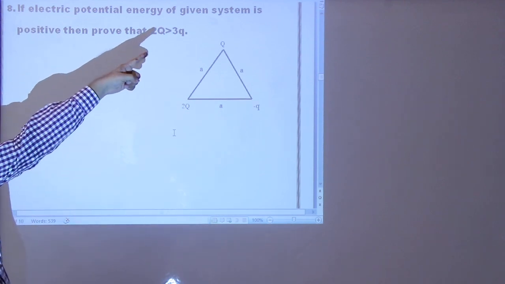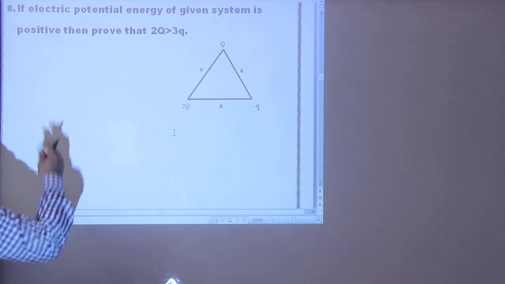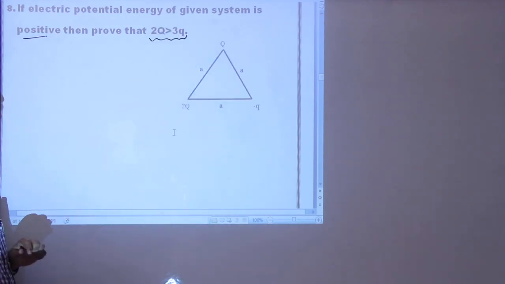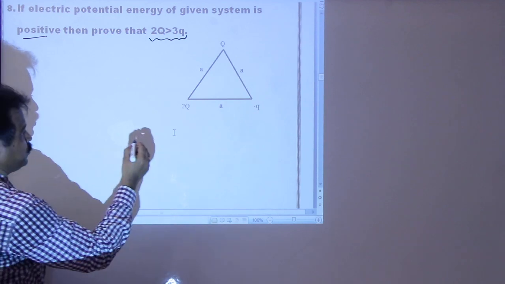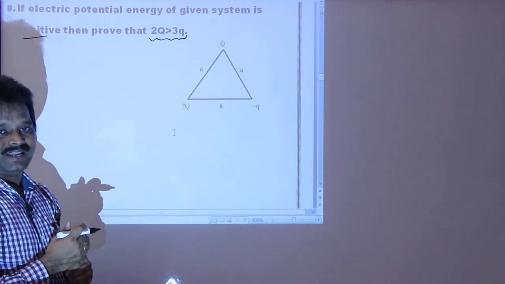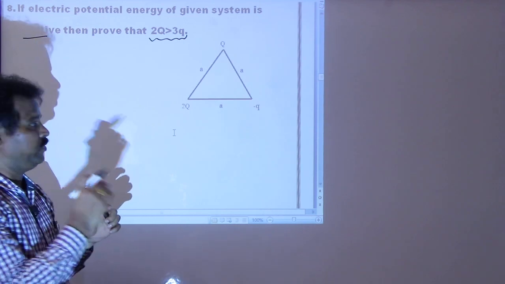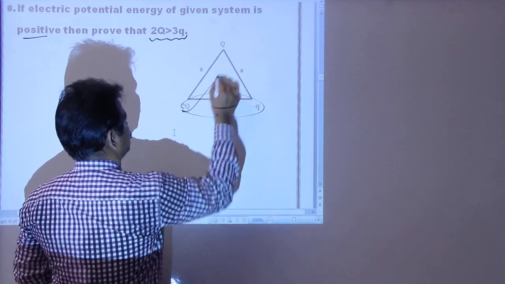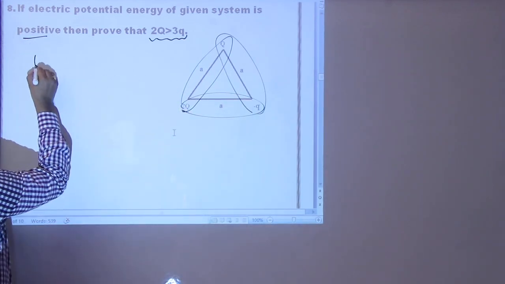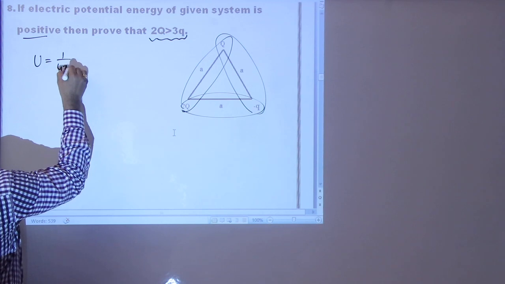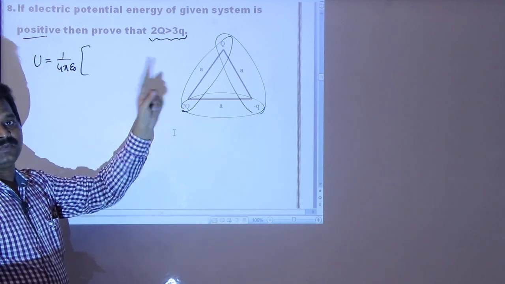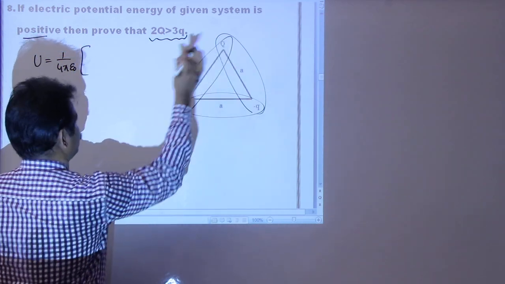Problem 8. If the electric potential energy of a given system is positive, so potential energy is positive, then show that 2q is greater than 3q. So here in this problem, how many pairs are there? Because to find out the potential energy, we need to consider each and every pair. So this is one pair, this is second pair, this is third pair. So the total potential energy of this system is given by U is equal to 1 by 4 pi epsilon naught, product of two charges and distance between those two.